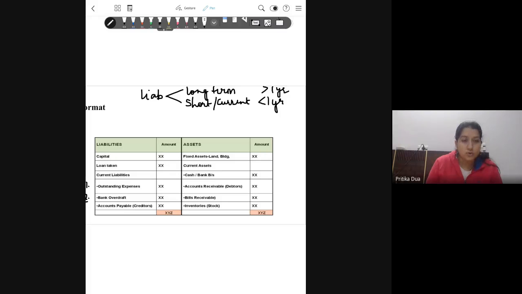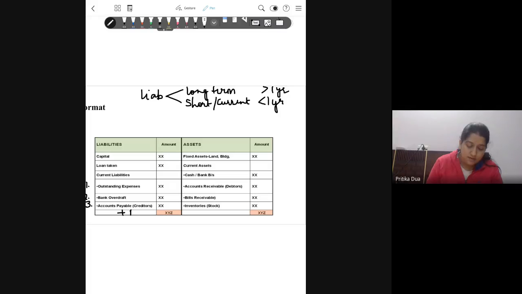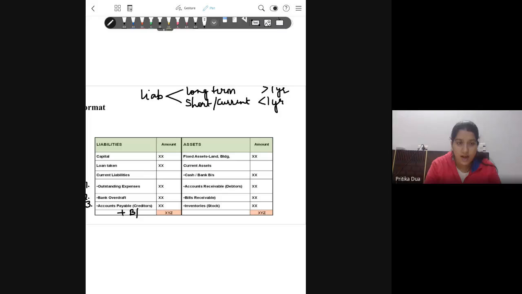Accounts payable includes two things: creditors plus bills payable. Okay, so creditors and bills payable both are short term liabilities for the business. Whenever we have more liabilities, I'll explain you the terms there when preparing the balance sheet.